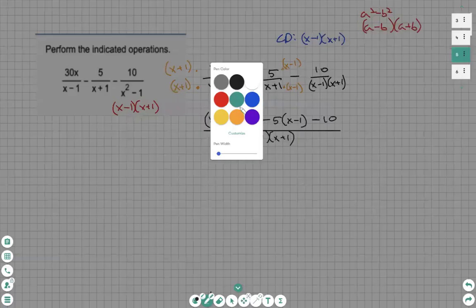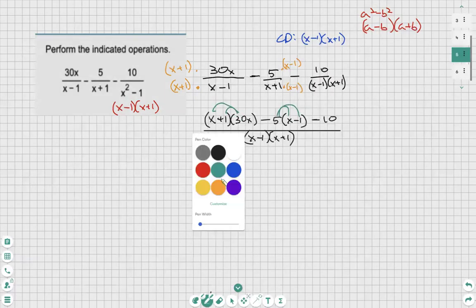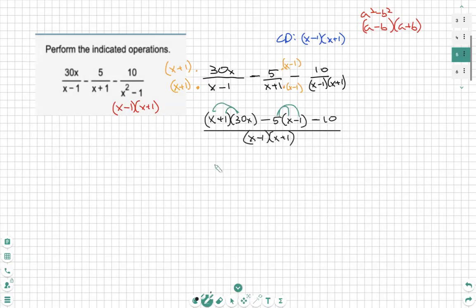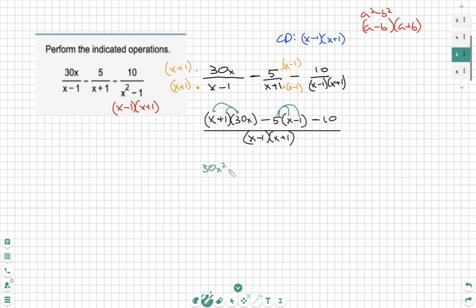Now, all we need to do is distribute, combine like terms, and simplify, and we're done. So we can see this first distribution step will be 30x squared plus 30x minus 5x plus 5 minus 10. And all of that is going to be over our common denominator still, which is x minus 1, x plus 1, because nothing has changed down there. It's still just hanging out.